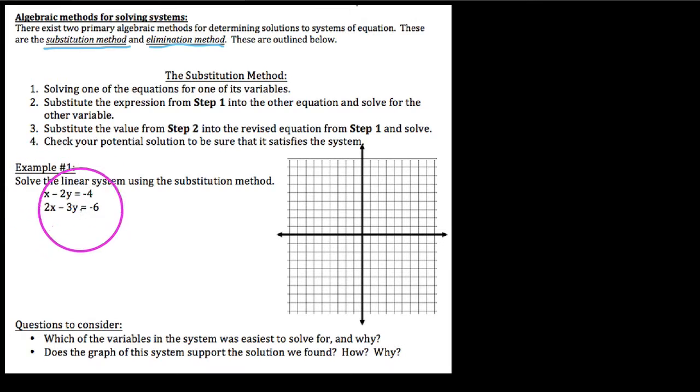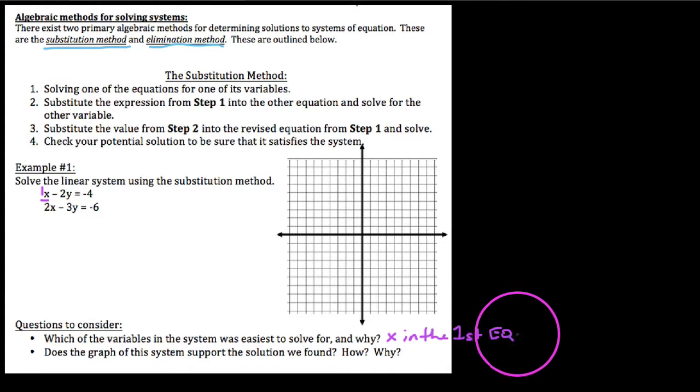So of all of these variables, it would probably be easiest to get this x in the first equation by itself because it has a coefficient of 1 and it's already positive. Every one of the other ones, we would have to move the other variable over and then do some division, which is going to cause us to have some fractions. So which of the variables in the system was easiest to solve for and why? It's going to be x in the first equation, and for the reasons we just stated, it's going to be really easy to isolate.